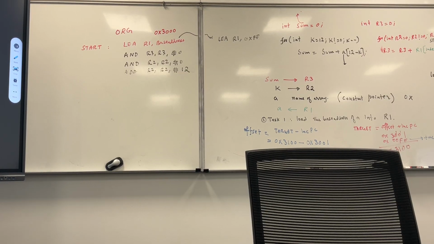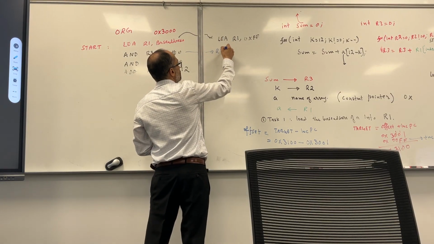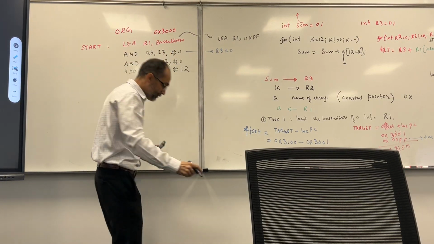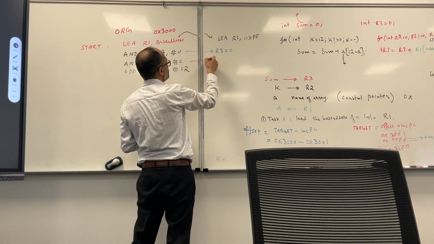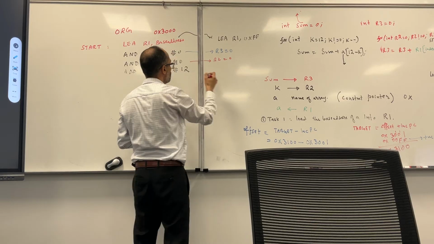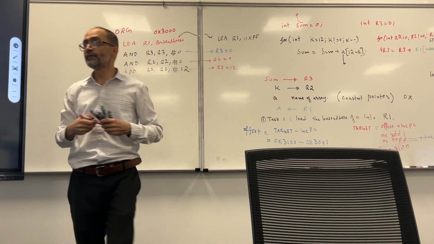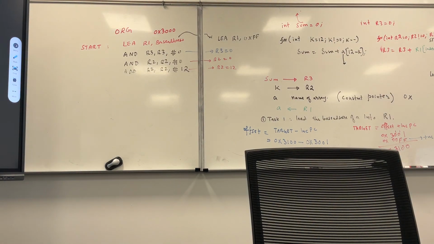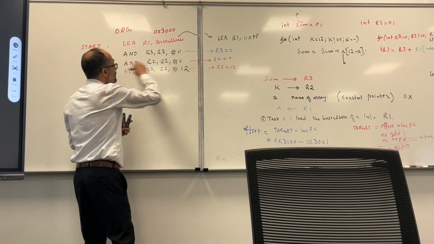Okay, what is the value of R3 at this point of time? 0. What will be the value of R2 here? 0. What will be the value of R2 here now? 12. How can we reduce the number of instructions? Can you tell me? We add 12 to R3, and instead of using this instruction, we can delete this instruction.